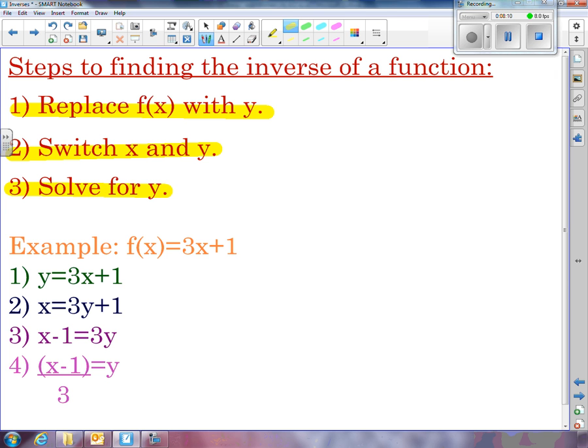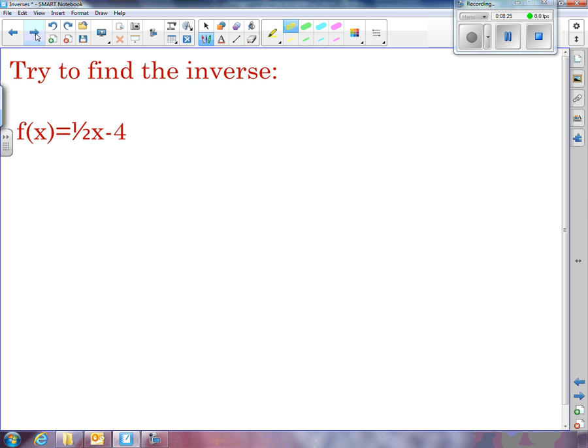So here's what we did. All the steps were written out in the previous example. First thing we did was replace f of x with y. Then we switched the x and the y. And then we just solved the equation for y. Let's do one more example, and then you can answer the questions.